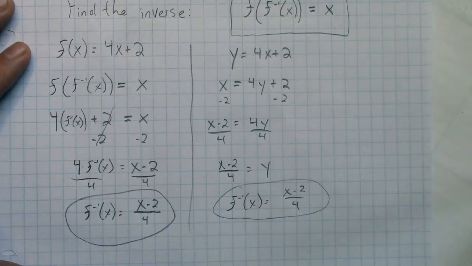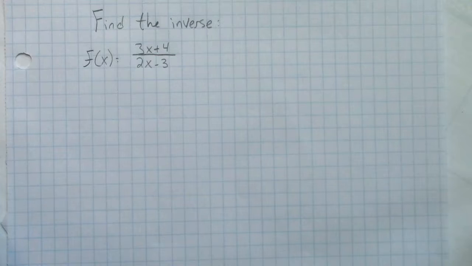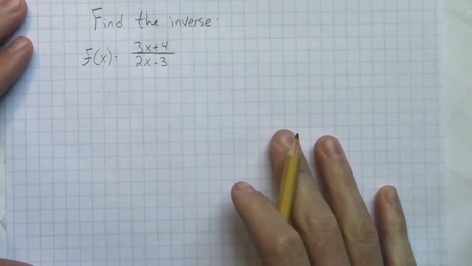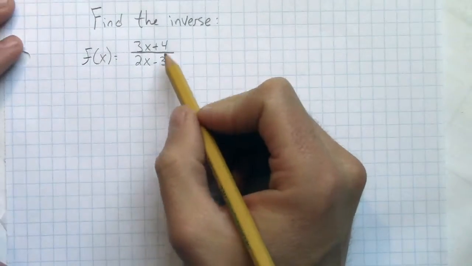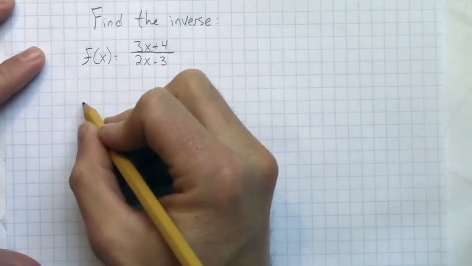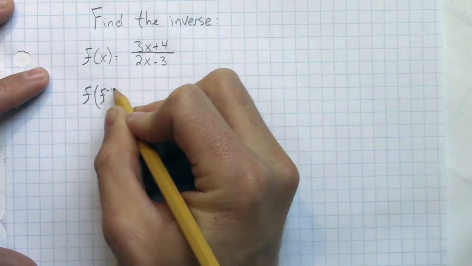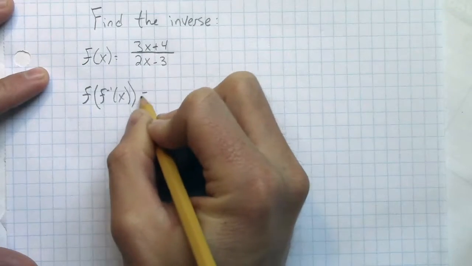The next, I will try a more difficult example. All right, so here's our more difficult example. It's more difficult because it's a fraction. Students tend to be averse to fractions. So we're finding the inverse. We're still going to use that main fact, the big deal. If you're going to solve these problems, this is what you start off with. f of f inverse of x equals x.